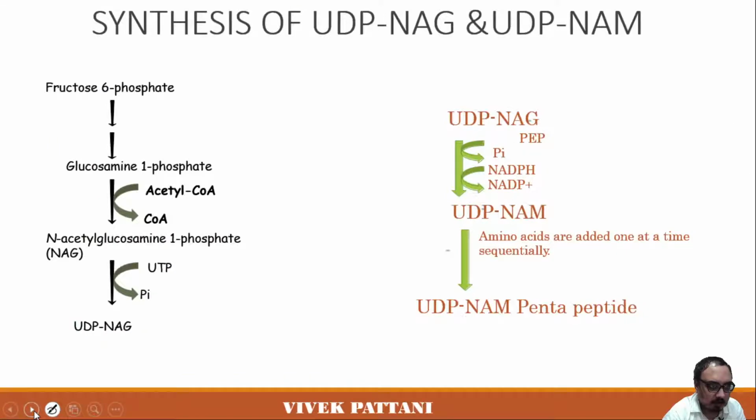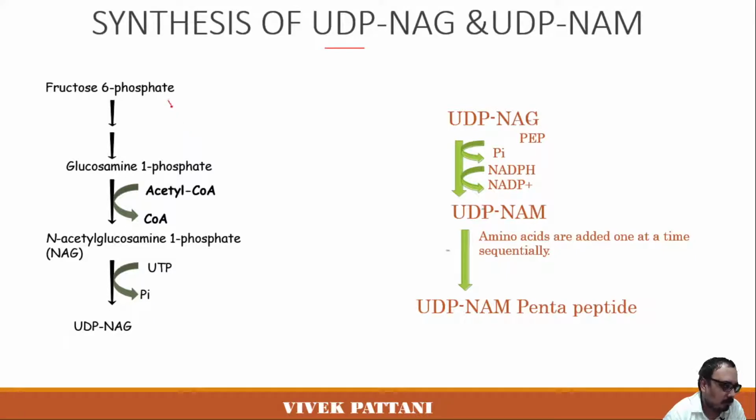So starting with the process of peptidoglycan biosynthesis, it starts with the synthesis of UDP-NAG and UDP-NAM. What do we mean by UDP? It is uridyl phosphate. And NAG is N-acetylglucosamine, and NAM is N-acetylmuramic acid. So let us discuss first the UDP-NAG.